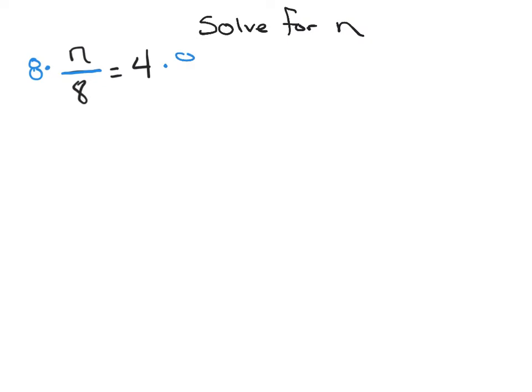And again, the reason why we're doing this is we're trying to get one side of the equation to be 1 times n. So the 8's would reduce down to 1, and we would be left with n is equal to 4 times 8, or 32.